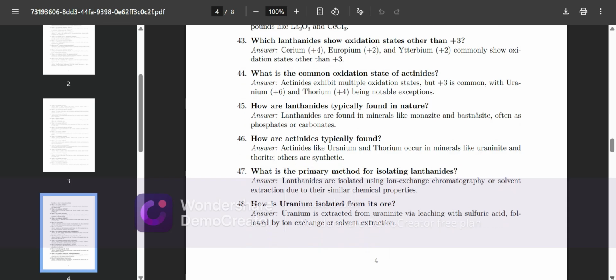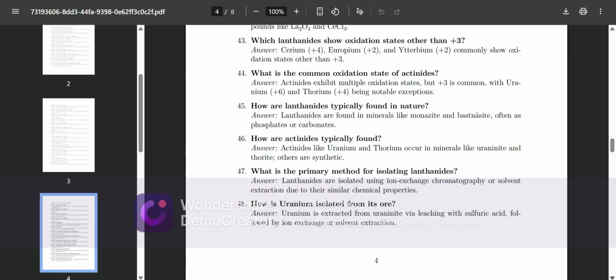What is the common oxidation state of actinides? Actinides exhibit multiple oxidation states, but +3 is common, with uranium +6 and thorium +4 being notable exceptions.